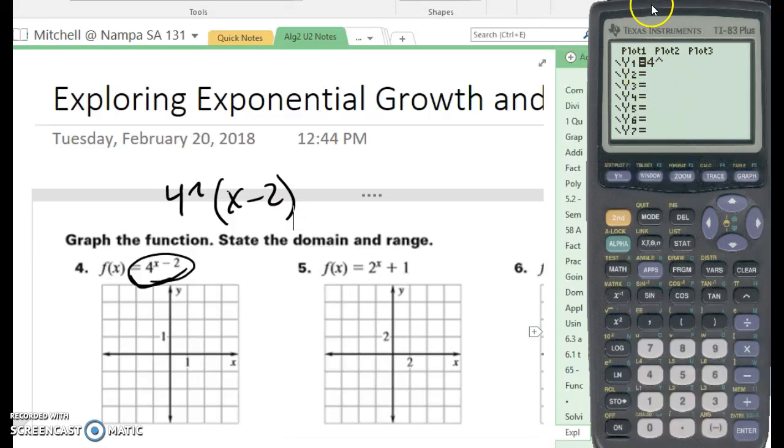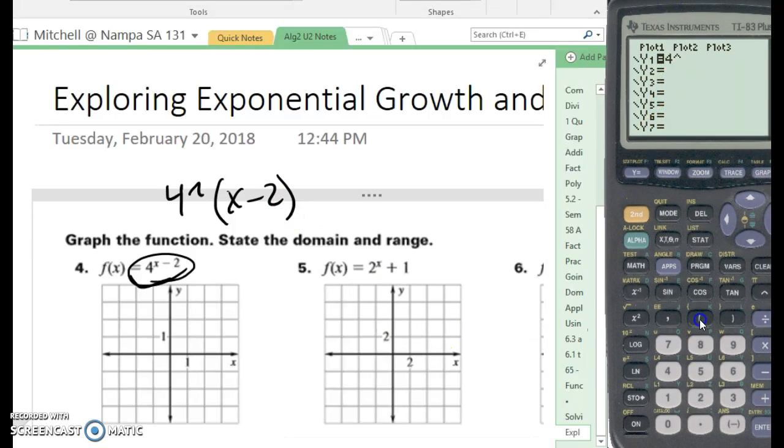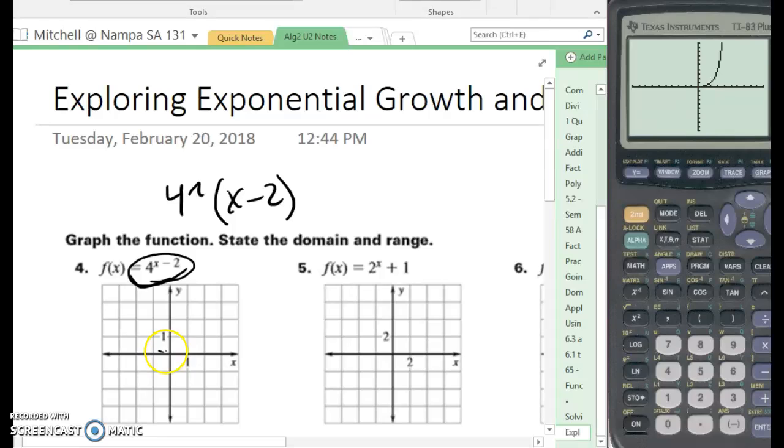So then I have x in parentheses minus the 2, and then I'm going to hit graph. And then it's going to be something like that here. There we go. So it kind of disappears here. Just remember what that's doing is it's actually just following the x-axis right here. So when it disappears, it just follows the x-axis and goes here.